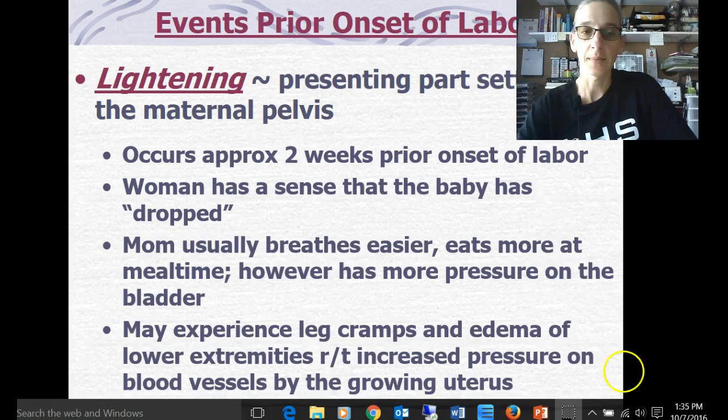She may experience leg cramps and edema of the lower extremities related to increased pressure on the blood vessels by the growing uterus.